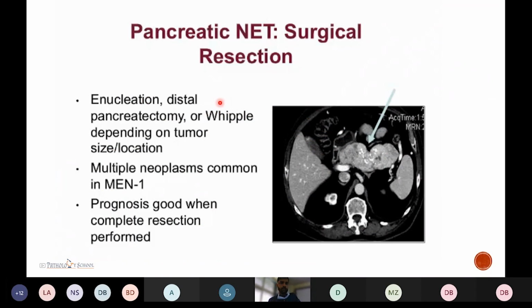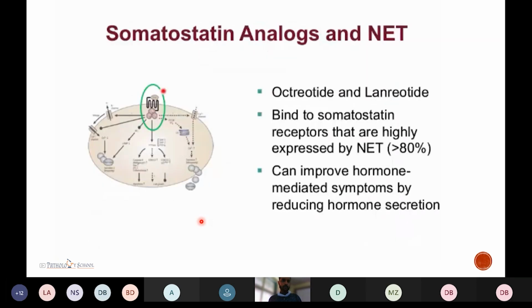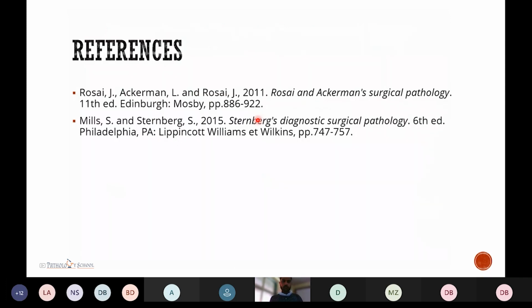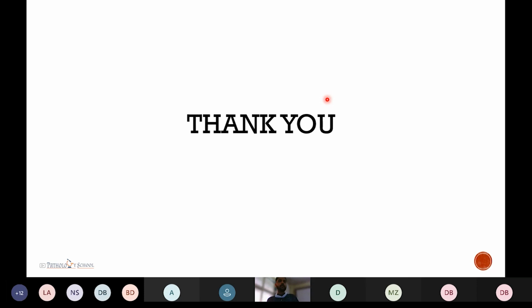Then surgical resection is the mainstay, depending on the size of the tumor and the extent of metastasis. Enucleation, distal pancreatectomy, or Whipple's, depending on the tumor size and location, can be done. And prognosis is good when complete resection is performed. Somatostatin analogs like octreotide and lanreotide can also be used, as these neuroendocrine tumors express somatostatin receptors. So we can also make use of this. The references are from Ackerman and Sternberg, and two important personalities who succumbed to neuroendocrine tumors are Irrfan Khan and Steve Jobs.